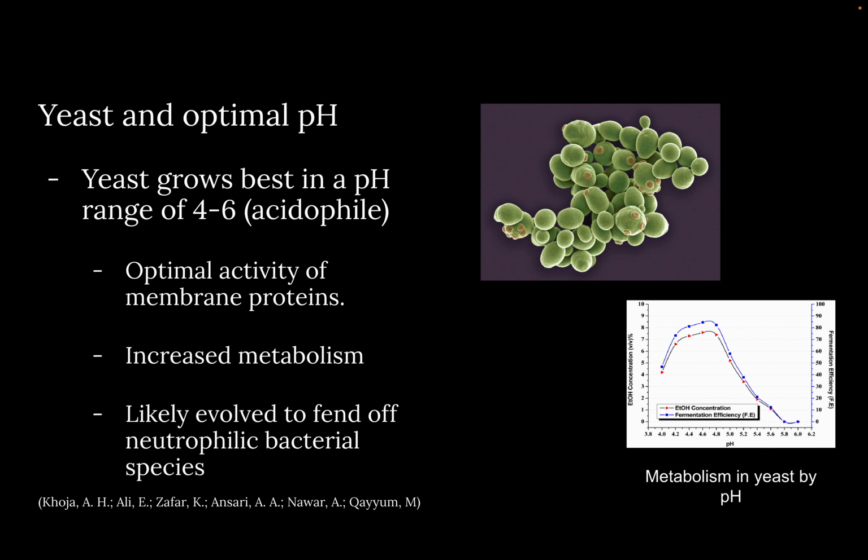So yeast like to have an optimal pH of 4 to 6, right? That means they're acidophiles, right? Acid loving. This is because their membrane proteins work best at this pH, and they have the best metabolism at this pH. They're most metabolically active, I should say.